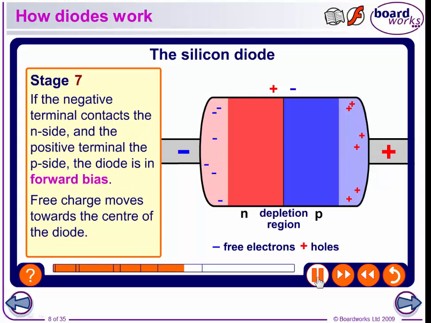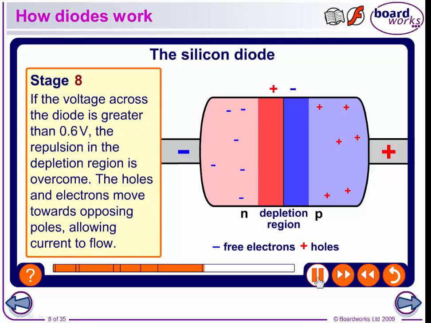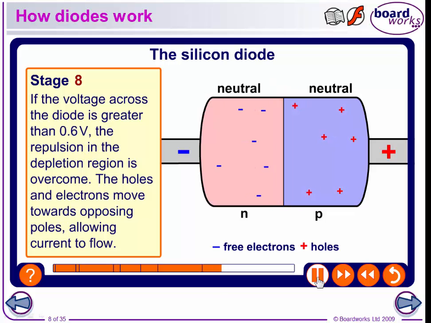However, if the negative terminal contacts the N side and the positive terminal contacts the P side, the diode is in forward bias. Free charge moves towards the center of the diode. If the voltage across the diode is greater than 0.6 volts, the repulsion in the depletion region is overcome. The holes and electrons move towards opposing poles, allowing current to flow.